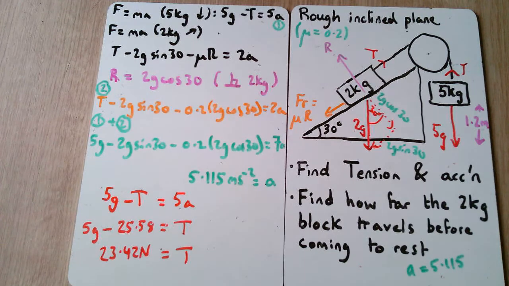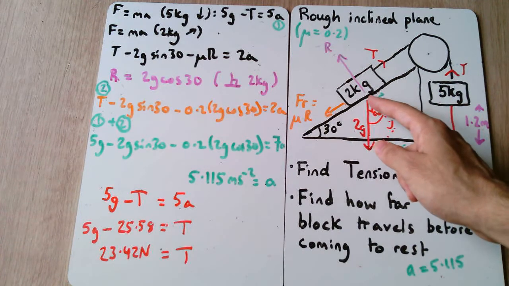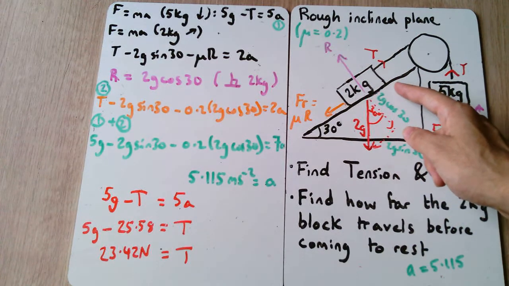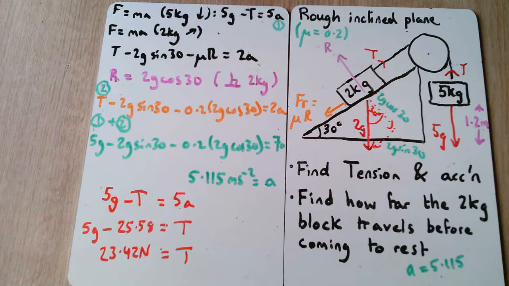So at this point now, we are going to move on to the next part of this question, which says find how far the 2 kg block travels before coming to rest. Now, if we look at this scenario, the 5 kg block is going to accelerate downwards and it's going to hit the ground after traveling 1.2 meters. That means the 2 kg block is going to move up the slope 1.2 meters and it's going to accelerate up the slope for 1.2 meters.